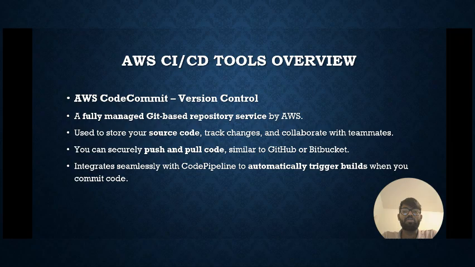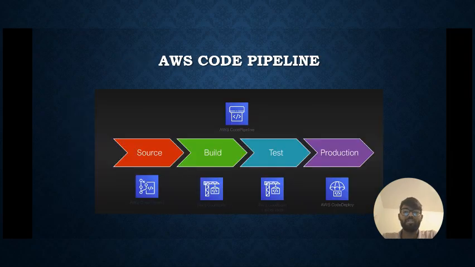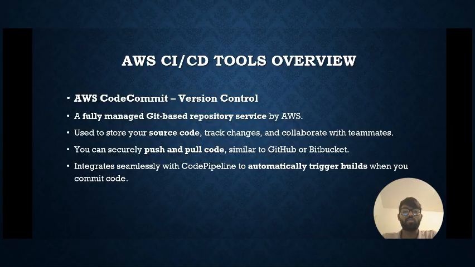AWS CI/CD tools overview. First, AWS CodeCommit, which we have seen here as the source. A fully managed Git-based repository service by AWS. Use it to store your source code, track changes, and collaborate with teammates. You can securely push and pull code, similar to GitHub or Bitbucket. It integrates seamlessly with CodePipeline to automatically trigger builds when you commit code.